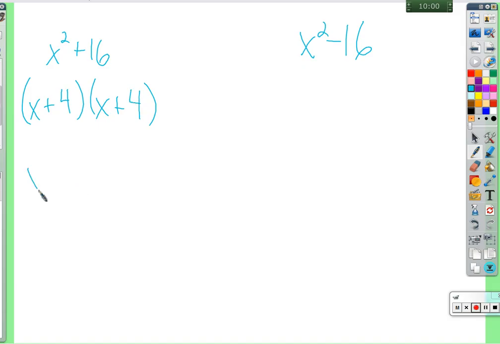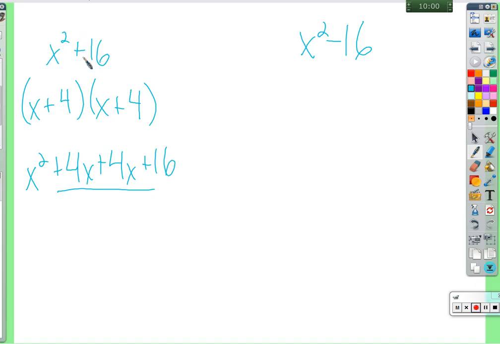Four. But what happens, you get x squared plus 4x, plus 4x, plus 16. That's wrong. We get 8x in the middle. We're supposed to get no x's. Okay, try negatives. If you make them both negative, you get negative 4x, negative 4x. They add together to make negative 8x, and you get positive 16. But you don't get 0x like you're supposed to, no x terms.